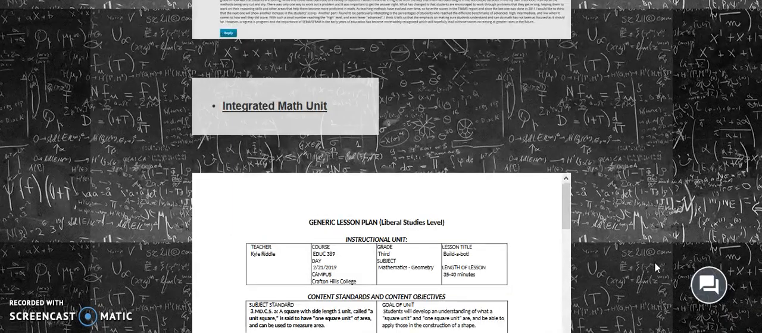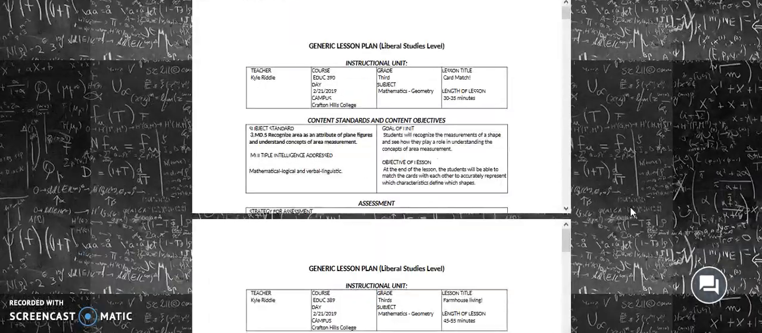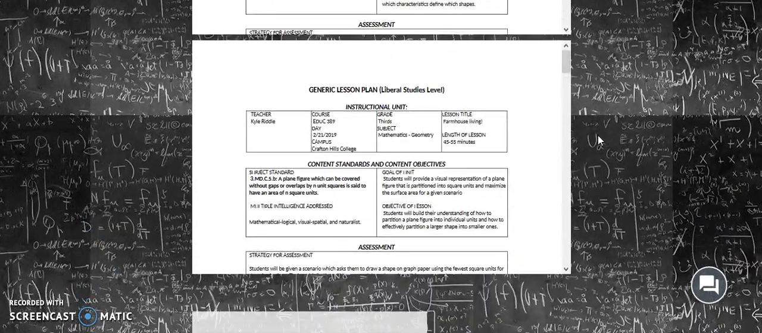After the TIMSS blog is my integrated math unit, which was written for a 3rd grade class, focuses on area and perimeter, and includes 3 activities, one called Build-A-Bot, the second was a card match activity, and then the final one is called Farmhouse Living.